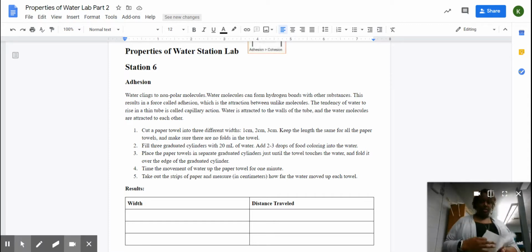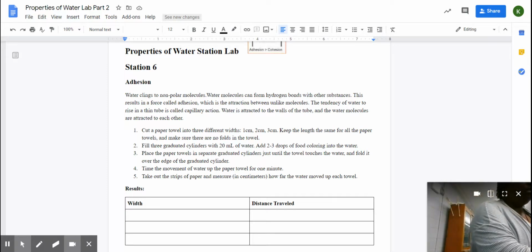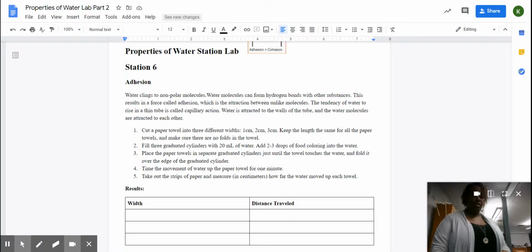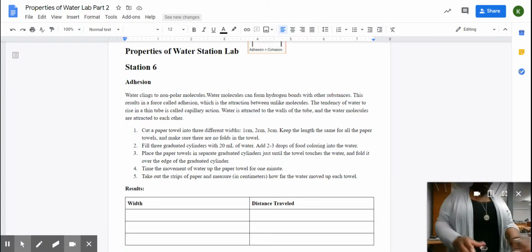Then it says we're going to put water in our cylinders. I'm just going to put the water in the cylinder. And cylinders. Down so you can see.